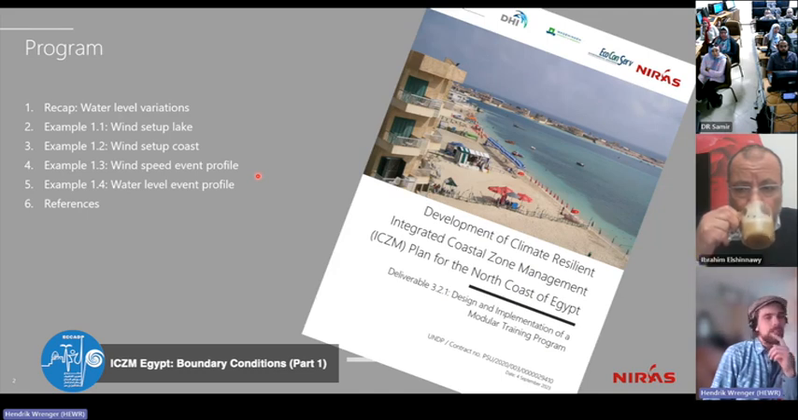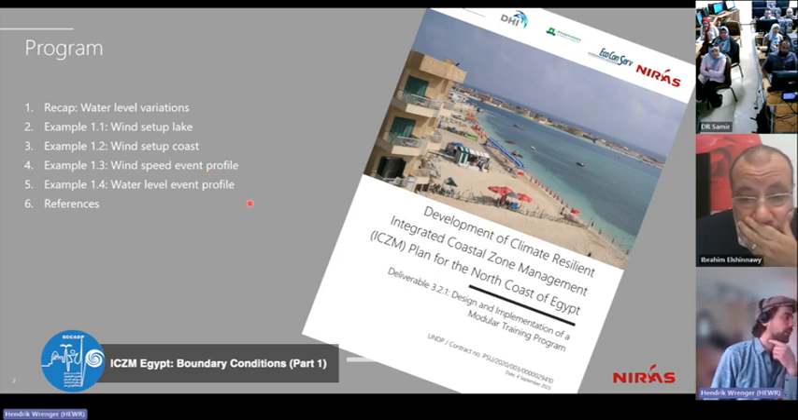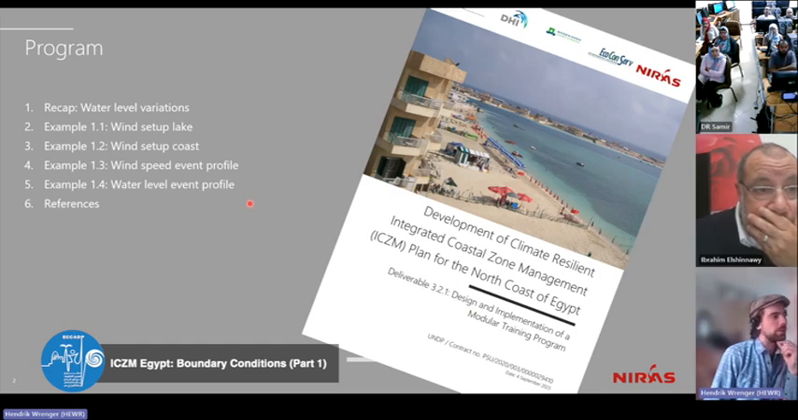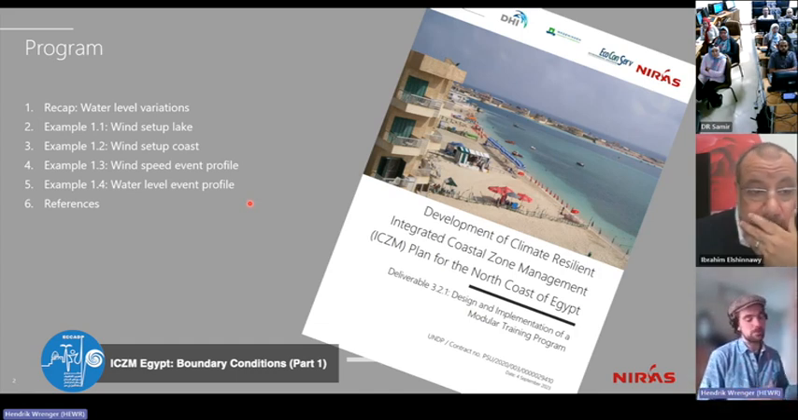And then I prepared 4 examples: wind setup in a closed lake, wind setup on a coastal profile, then a wind speed event profile, and a water level event profile. And we will go through these examples. I prepared some notebooks, some Python scripts to generate the input, to batch generate the model runs. Then I already ran the model runs, but then we will also load the results and compare them.